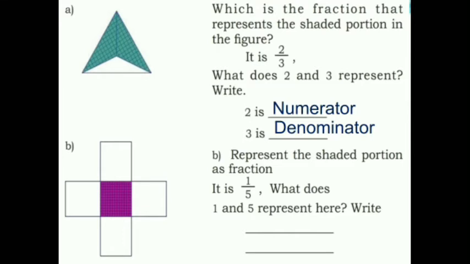Children, see this figure. This figure is divided into 5 equal parts. 1 part is shaded, 4 parts are not shaded. Represent the shaded portion as fraction. It is 1 by 5. What does 1 and 5 represent here? Yes, 1 is the numerator. 5 is the denominator.